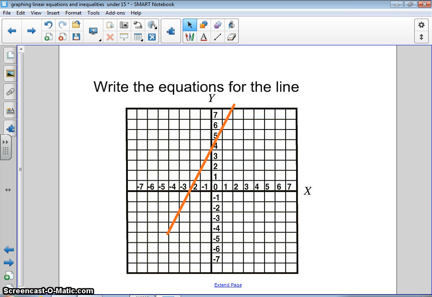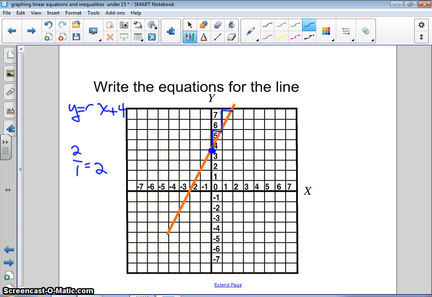We want to write the equation for this line. The first thing we're going to do is find the y-intercept. The y-intercept of this line is right there, so we know our equation is going to be y equals something x plus 4. 4 is the y-intercept. The only thing we don't have in here is the slope. From here we go up 2 over 1, up 2 over 1. 2 over 1 reduces to 2, so our final equation for this line is going to be y equals 2x plus 4.